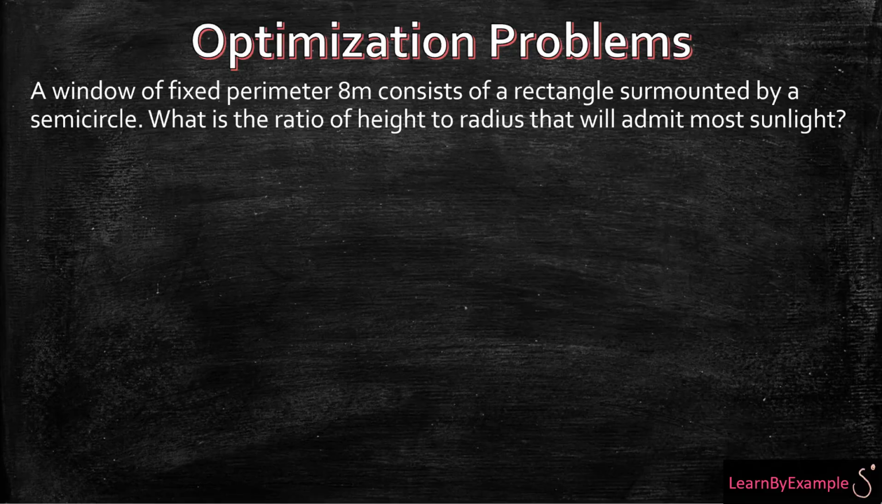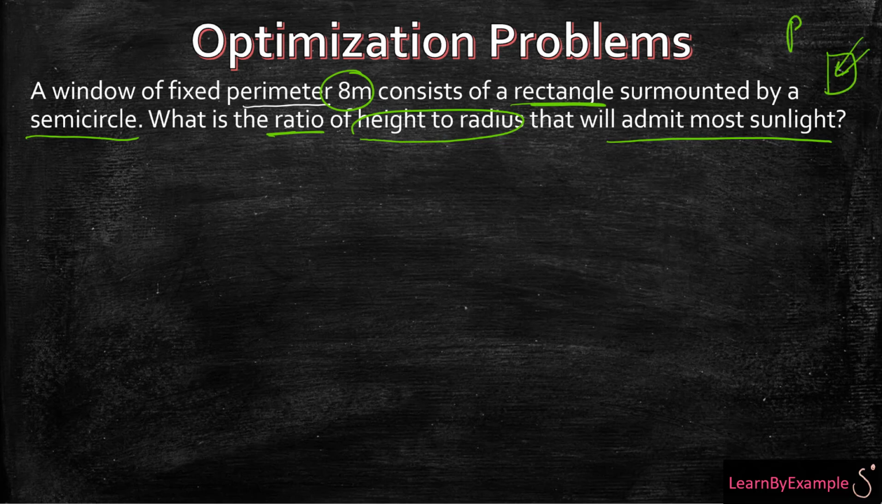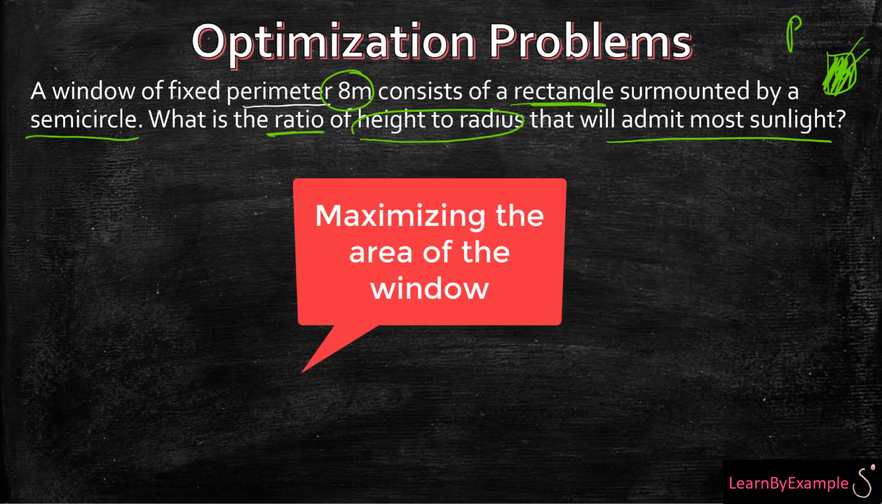Okay, everyone, so let's look at another optimization problem. The question reads that a window of fixed perimeter of 8 meters consists of a rectangle surmounted by a semicircle. So now you know that you have two shapes. And so it's asking you, what is the ratio of height to radius that will admit the most sunlight? So immediately you know that you're working with a perimeter, and because there's sunlight and the sunlight goes through the window, you're working with an area, okay?